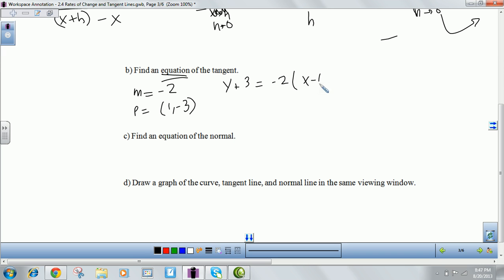times x minus 1. And that's good enough, because on the AP exam, if it's multiple choice, you may have to put it in a different form, whether it's standard or slope-intercept, whatever. But if it's not multiple choice, if it's one of my tests, just leave it like that. Okay? But for practice, you can go ahead and pause the video, try to put it in slope-intercept form, and it's y is equal to negative 2x minus 1.